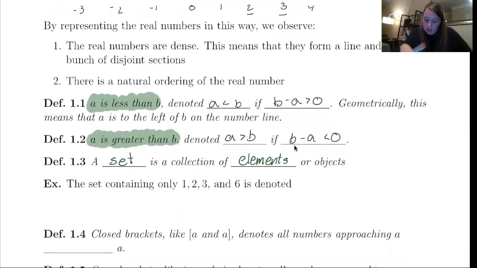So I can say that the set containing only the numbers 1, 2, 3, and 6 is denoted. Remember, denoted means how I would write this mathematically. I would call these set brackets. Oh God, I'm really bad at drawing these. 1, comma, 2, comma, 3, comma, 6. Like that.